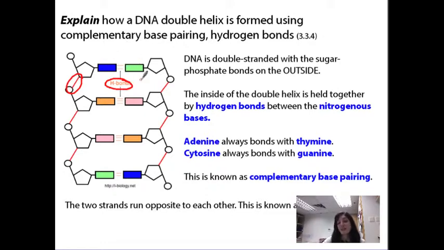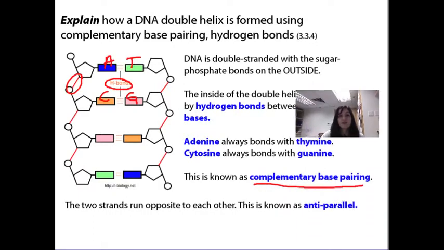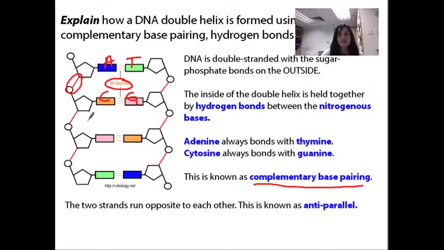The really interesting thing about DNA is that those nitrogenous bases will only pair in a certain way. So for example, adenine will only bind with thymine, and cytosine will only bind with guanine. We call this complementary base pairing, and it's really important, as you'll see later on. Another thing you might notice is that this strand is the opposite of this strand, so it kind of looks like it's upside down. That's another important feature of DNA, and we call those strands anti-parallel.